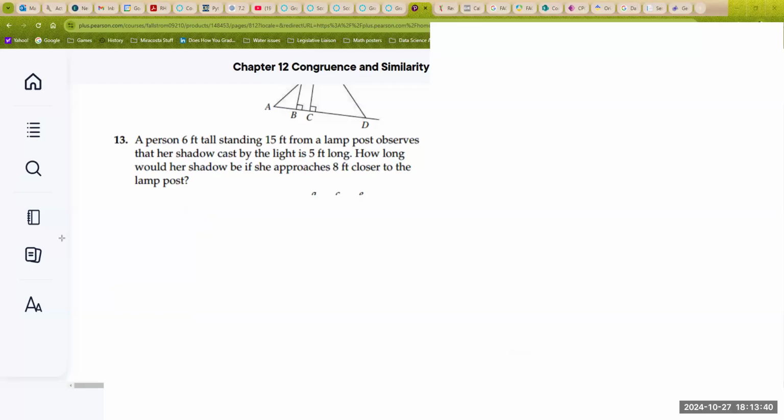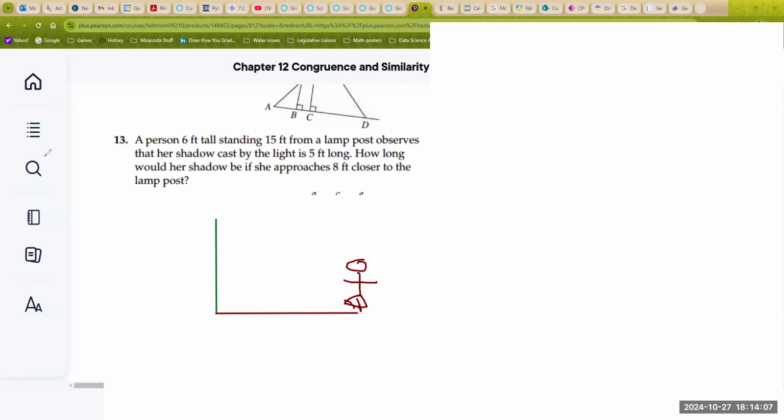All right, so here's the idea. Let's get a sketch going. And okay, so there's a lamppost. I have no idea how tall this lamppost is, and that's okay. But what we have is the person is 15 feet from the lamppost. Okay. And so then you got to picture, here's the person. There's the person.